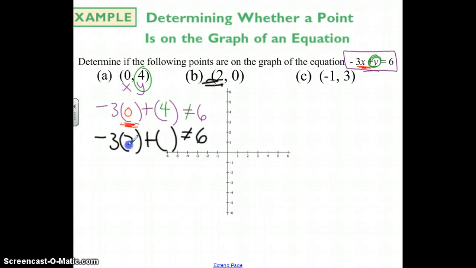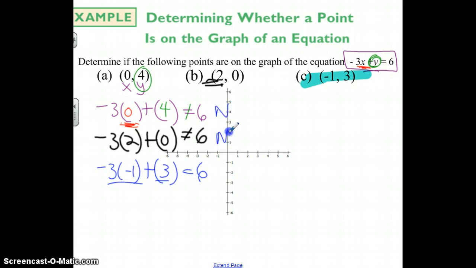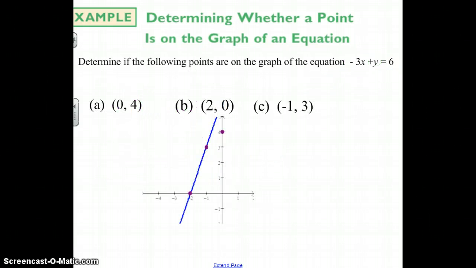If I plug in a 2 and a 0 here, that is equal to -6. The last point, letting x be -1 and the y value be 3, I think might work. -3 times the x value plus 3. So this is 3 plus 3, and that does equal 6. So this was a no, no, and a yes, and I don't have to graph anything. If you did graph them, you can see if I would have changed this to a -2, that would have worked, but a 2, 0 does not work.